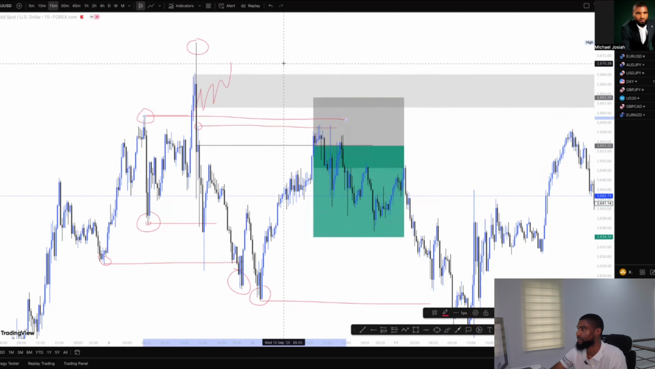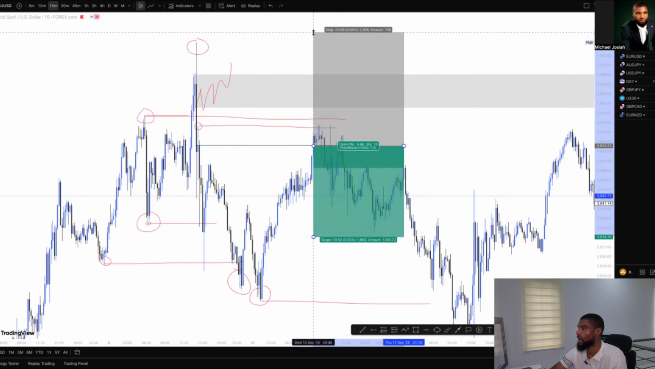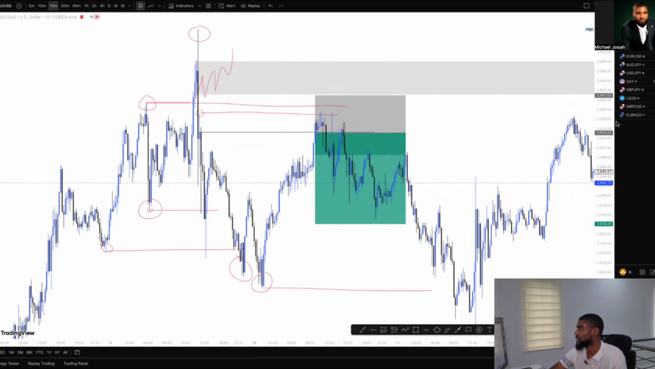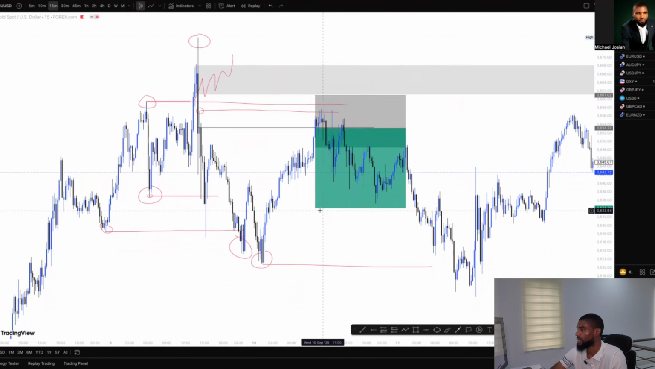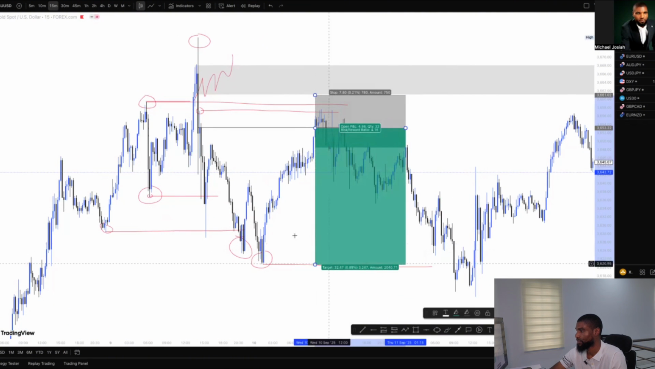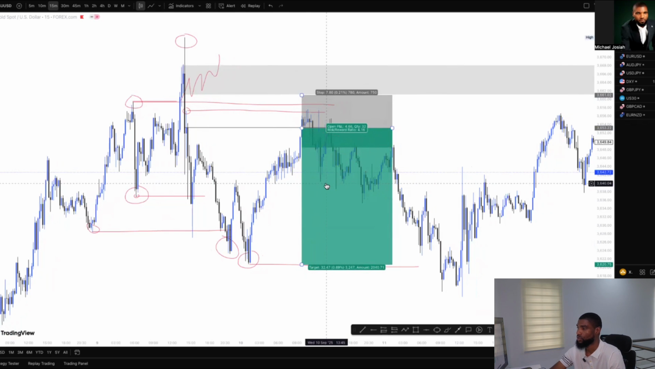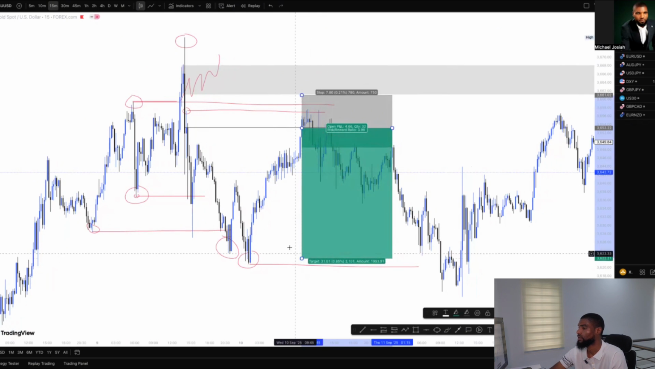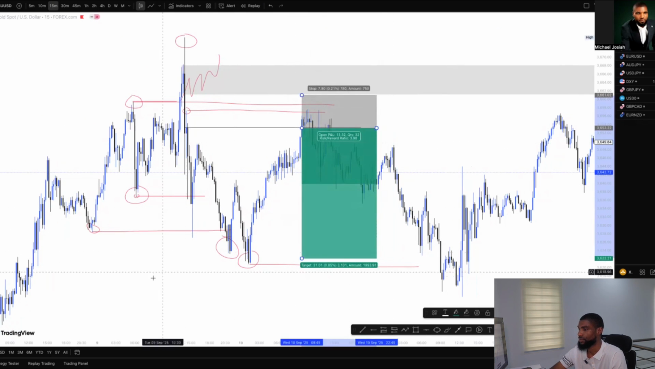Above this high, instead of taking it to that extent, you can have your stop loss placed here, which is some 8 pips stop loss, and you can target this low. So this is a clean 1:4 trade, and you can see how it played out.